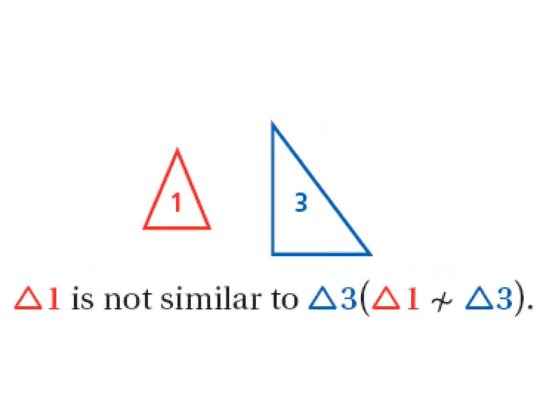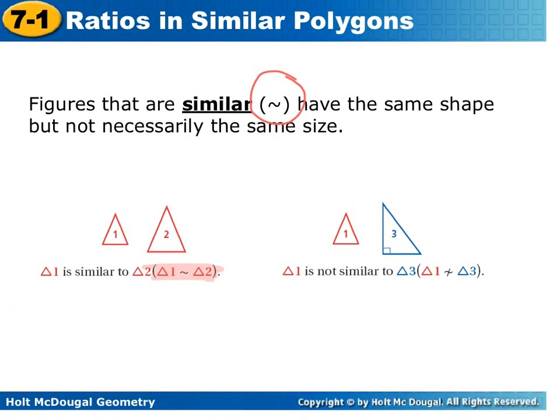In this one, triangle 1 is not similar to triangle 3 because they're not the same shape. Even though they're both triangles, they're different triangles. This one's a right triangle, and triangle 1 is not a right triangle, so they're different. So they're not similar. They need to be the same shape, just a different size, in order to be similar.